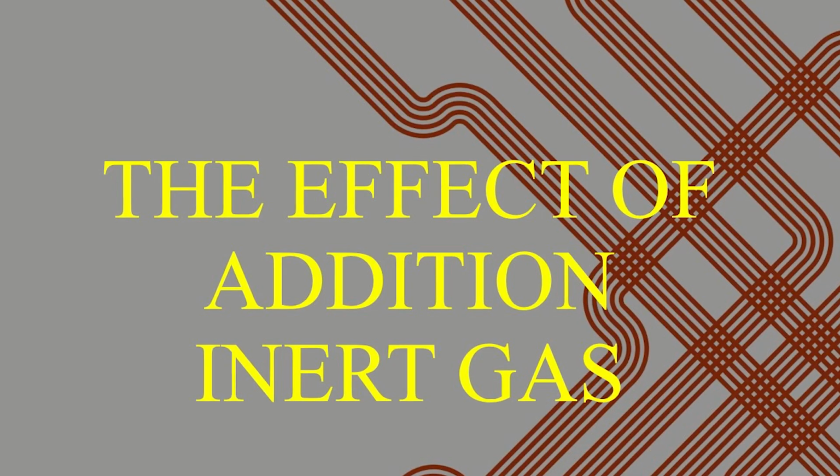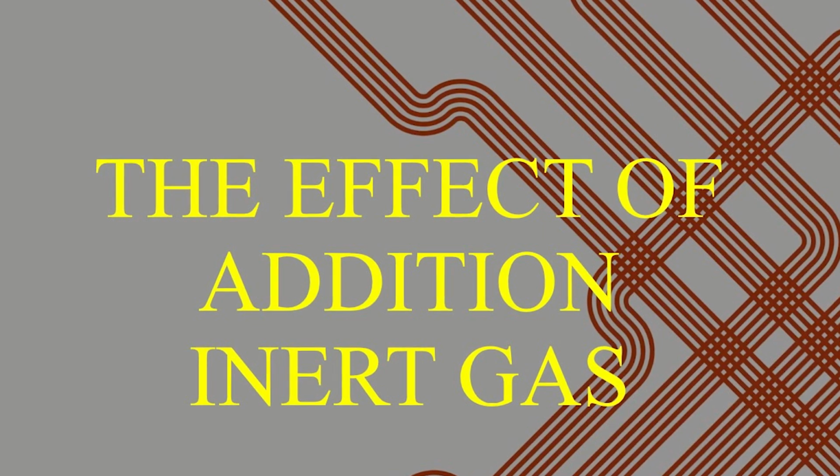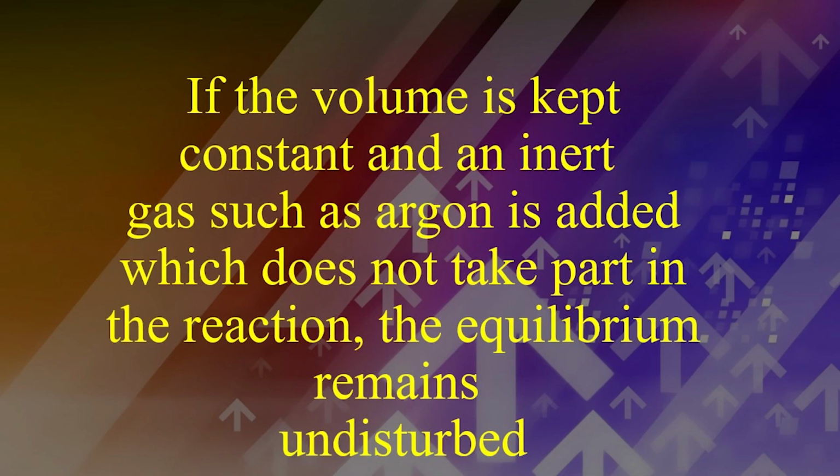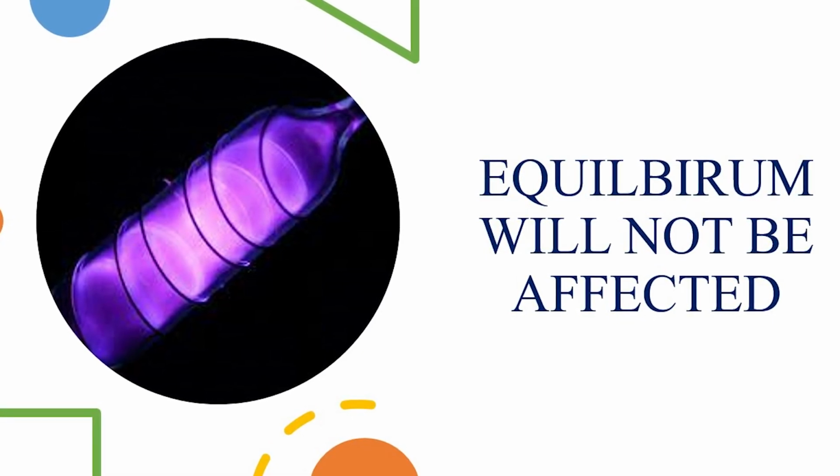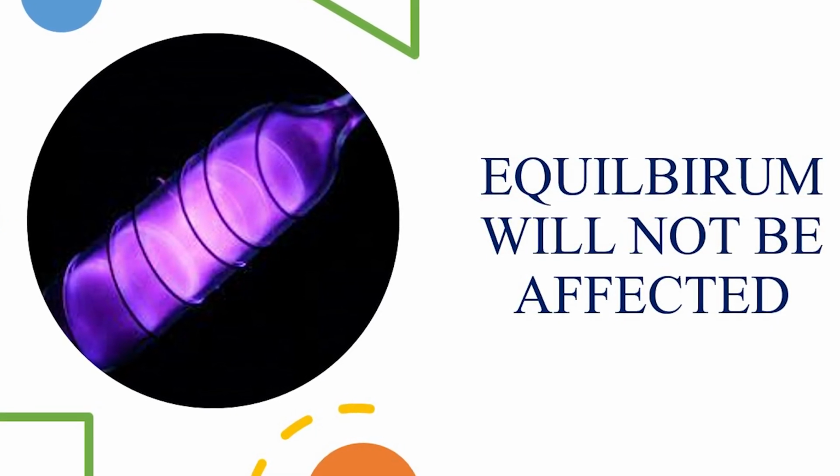Now we shall study the effect of addition of inert gas. If the volume of the system is kept constant and an inert gas such as argon is added to it, due to its inert nature, it does not take part in the reaction. The equilibrium remains undisturbed. So we learned about the effect of change in concentration, pressure, temperature, and the effect of addition of inert gas on equilibrium.